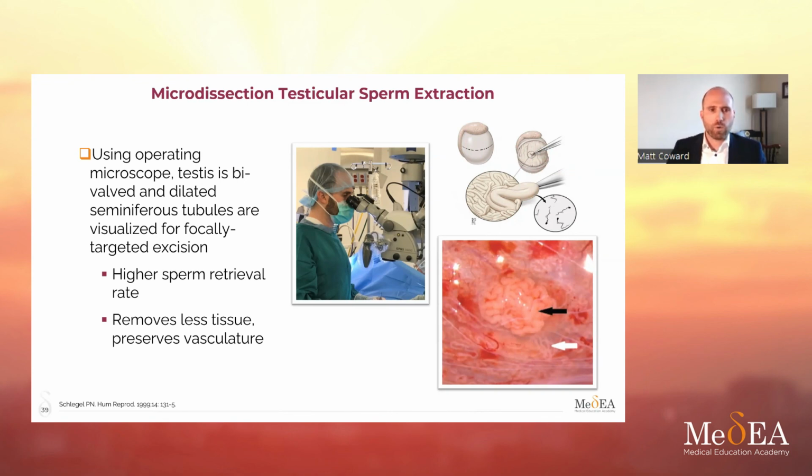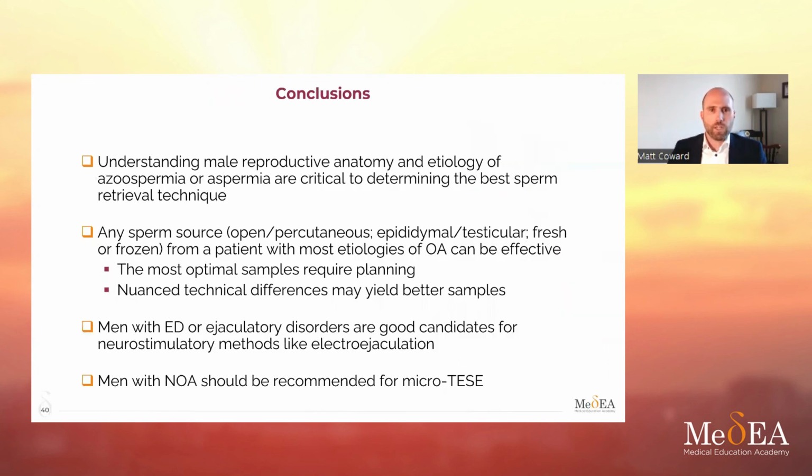And this allows for focally targeted excision and higher sperm retrieval rates. We see less scar tissue with this technique. It preserves vasculature and preserves testicular function and testosterone production better than taking very large testicular biopsies for these men. We see a much higher sperm retrieval rate, which approaches about 50% on average, compared with standard TESE, which is more like 20%.